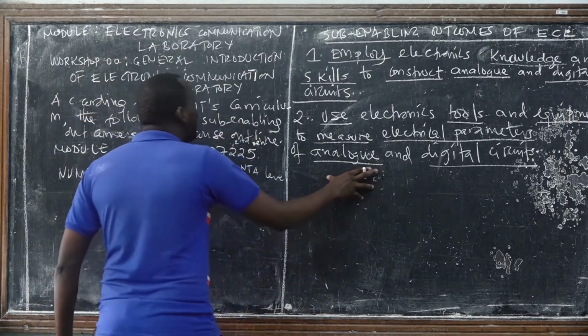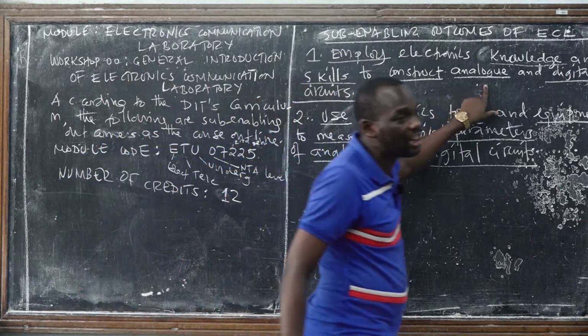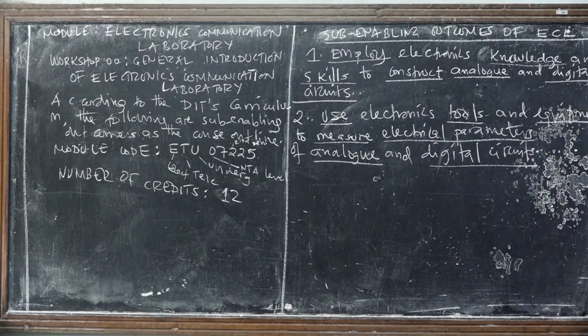So there is a dependence. The second sub-enabling outcome depends on the first. If you cannot construct the analog and digital circuits, then you have no electrical parameters to measure using electronic tools and equipment. Simple like that. If you fail to meet the first, you will fail to meet the second. But remember that you have been told to use. Use means something that you already have. For example, I say let me use my chalk to write; I have it already. I cannot say let me use the chalk when I don't have it.